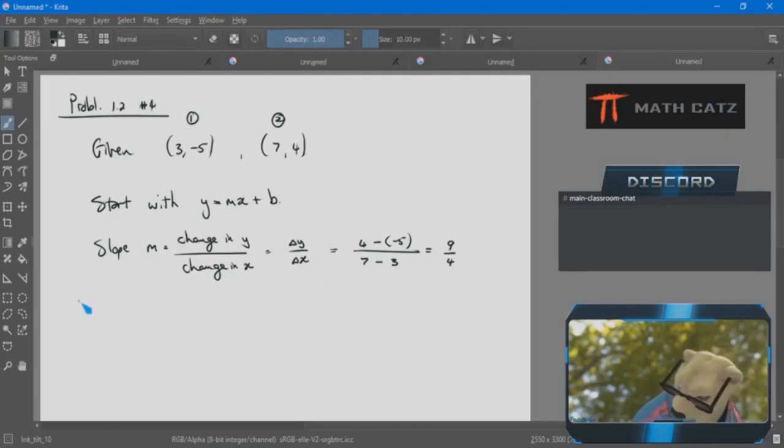All right. I update. Feels like I'm going too fast. Feel free to stop me if you feel this is too fast. Just because it's review doesn't mean we remember everything perfectly. That's why we're doing it. I update to 9/4x. I still don't know the b. Fair enough, but I'm getting there.